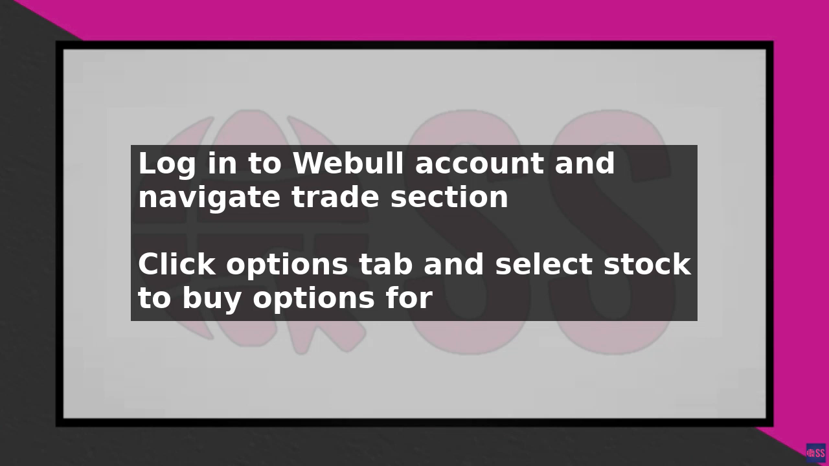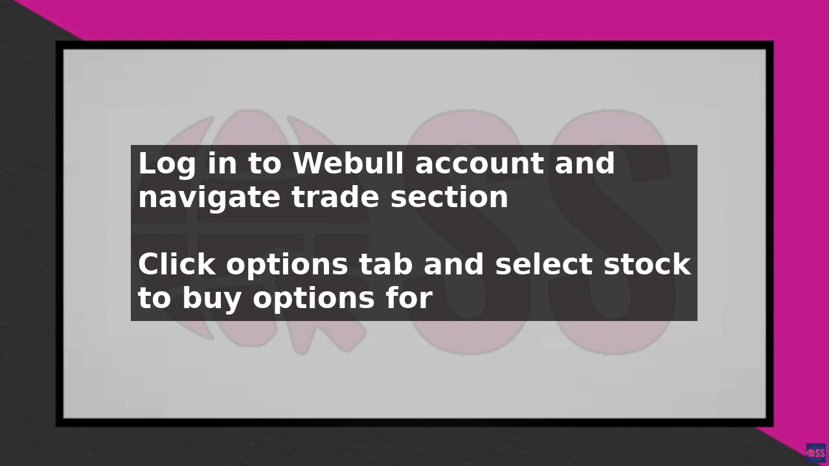First, log into your Webull account and navigate to the Trade section. Click on the Options tab and select the stock you want to buy options for. You can browse through the list of available stocks or search for a specific one.